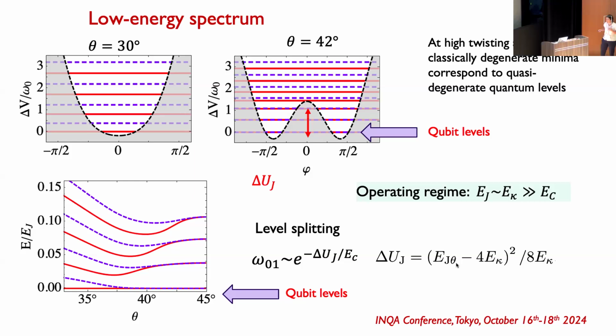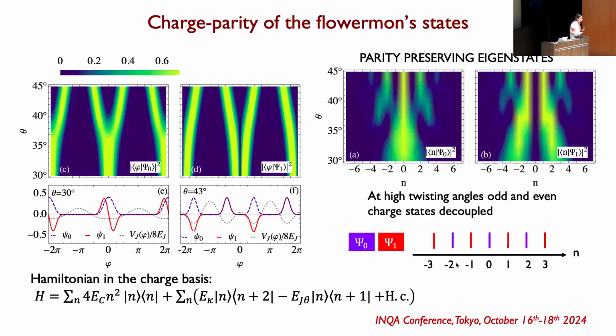Okay? So if you look at the spectrum as a function of the twisting angle, you see that when you go close to 45 degrees, you have an exponentially suppressed level splitting between the first two levels. But what is more interesting is the structure of the levels, if you look at it here in the charge basis.